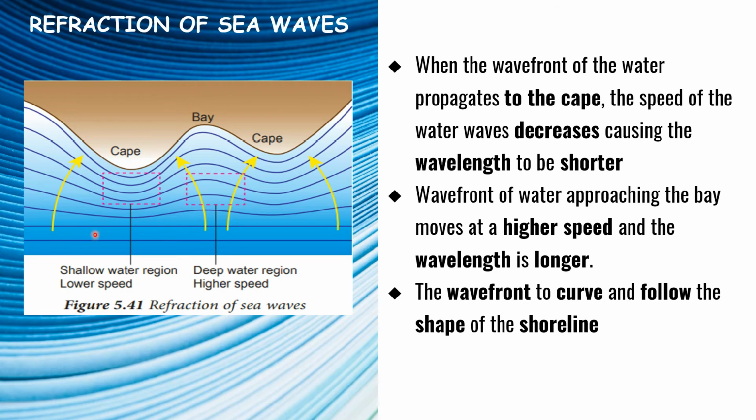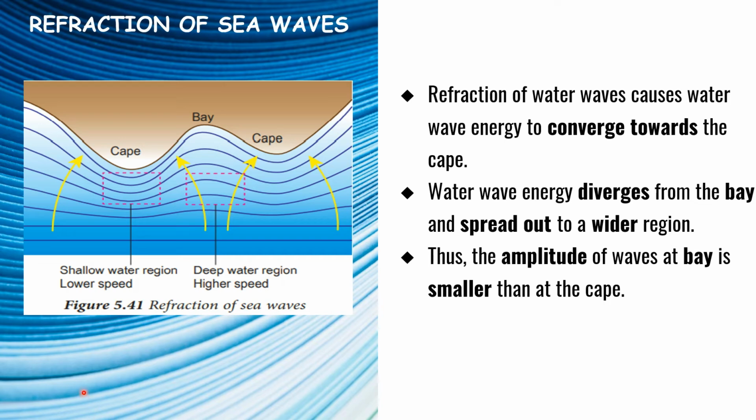When the wavefront of water propagates to the cape, the speed of water waves decreases, causing the wavelength to be shorter. And when the wavefront of water approaches the bay, it moves at a higher speed and the wavelength is longer, causing the wavefront to curve and follow the shape of the shoreline.